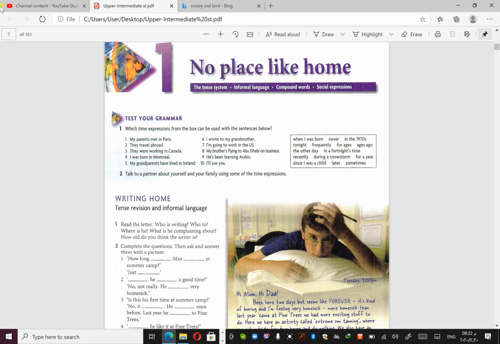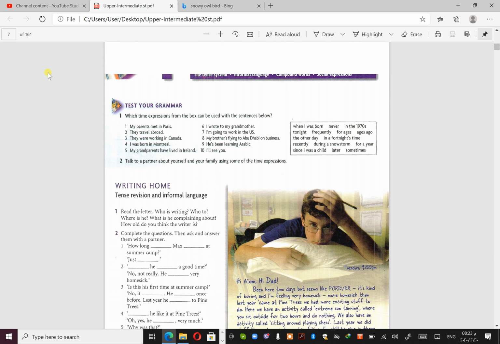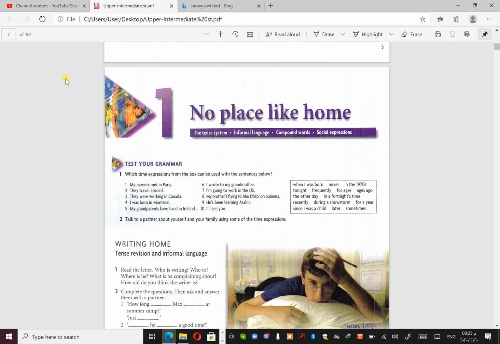upper intermediate. Okay, so let's see what this topic is, or what this unit talks about. Okay, so here if you look at the first Test Your Grammar, they use different tenses. And guys, I always try to repeat the tenses over and over.